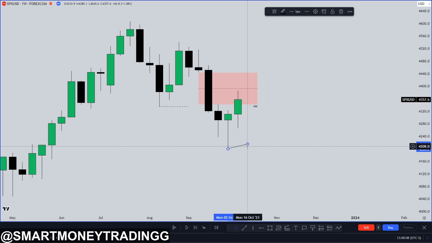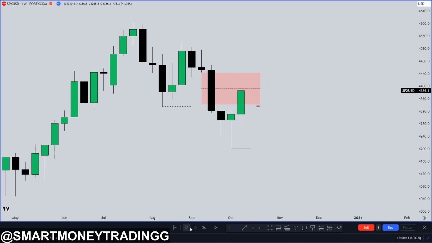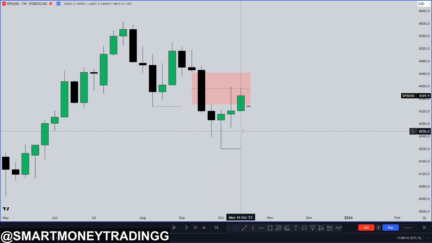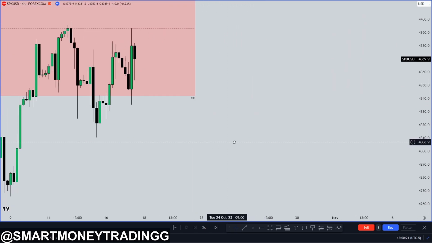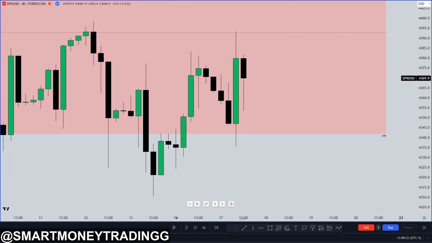We tap into the sell side imbalance, and eventually we're going to wait for the closure of that candle. All right, so we open up to the next candle. We're going to go to the 4-hour time frame here. Waiting for that close on that candle is very important. And you can see here, we took out buy side liquidity.